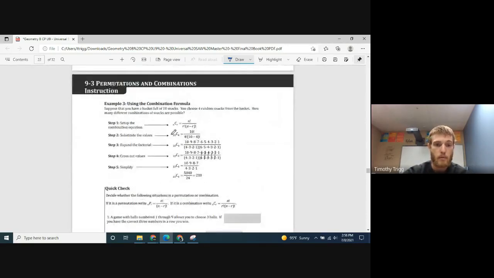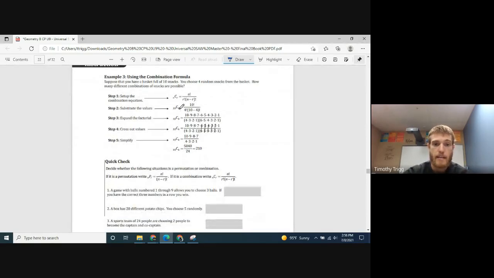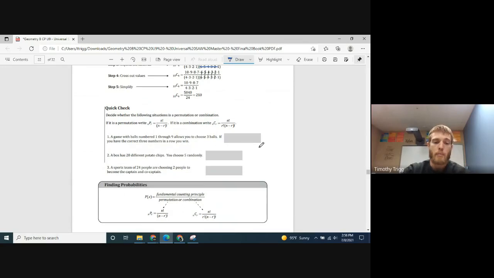Here's another example. So here they have 10C4. It would have 10 factorial on top, 4 factorial times 10 minus 4 factorial on bottom. You could see the 6 factorial cancels on top and on bottom like that, right? And then you just calculate it from there. Now remember to distinguish between a permutation and a combination. In a permutation, order matters. In a combination, order does not matter.